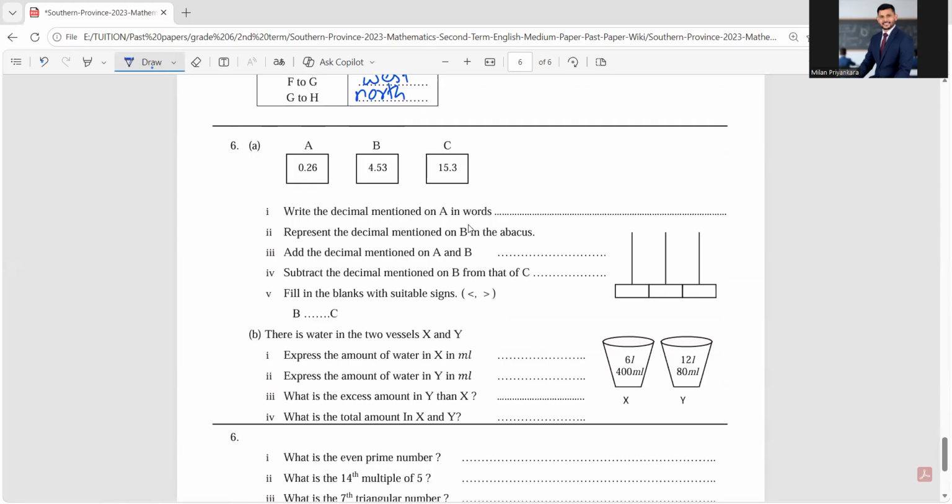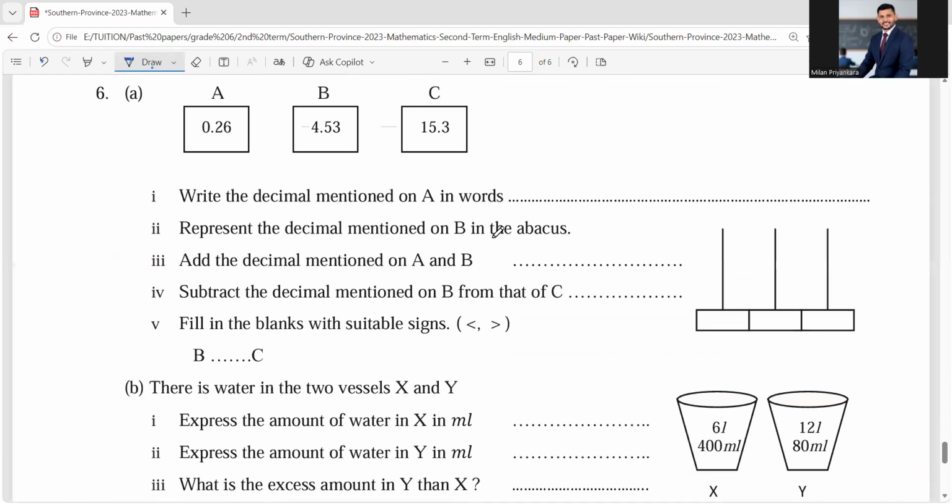Right. Then write the decimal mention on A in words. This is 0.26. Represent decimal mention B in the abacus. You can say ones, 1 over tens, 1 over hundreds. For B, there are 4 ones, and there are 5 1 over tens, and there are 3 1 over hundreds. Okay, now this is it.